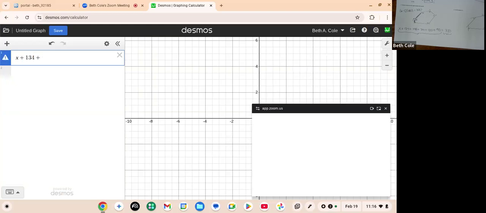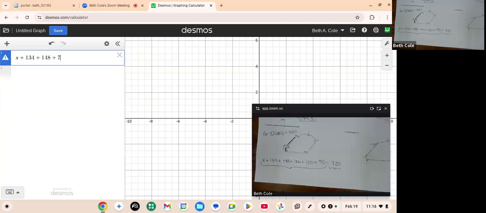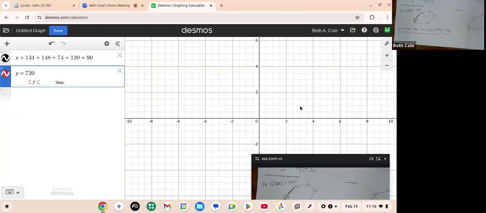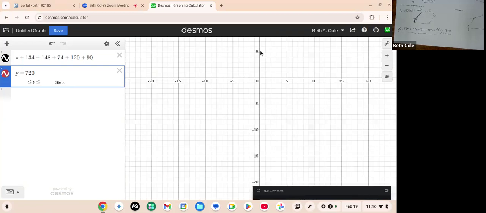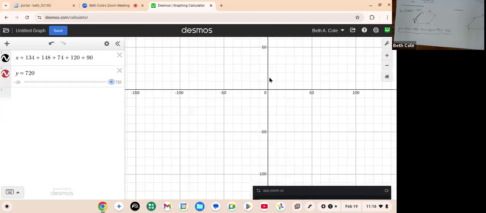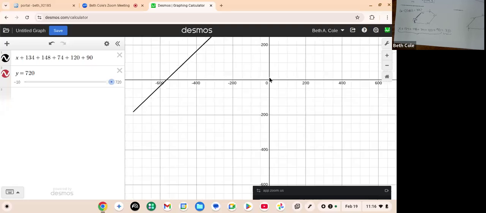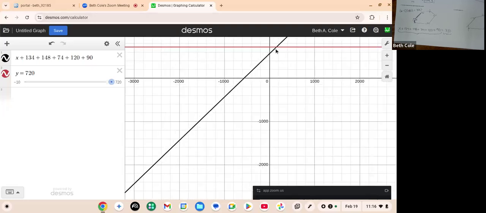All right. X plus 134 plus all these other numbers. All right. And then the next one down, I'm going to put Y equals 720. I'm going to need to zoom out a lot. I'm only up to like 6 right here. I need to get all the way up to 720. So I'm going to have to zoom out quite a lot. Up to 100. Oh, I can see one of the graphs. All right, I'm going to click on the intersection. And what is our answer? What do we get? 154 is our answer.